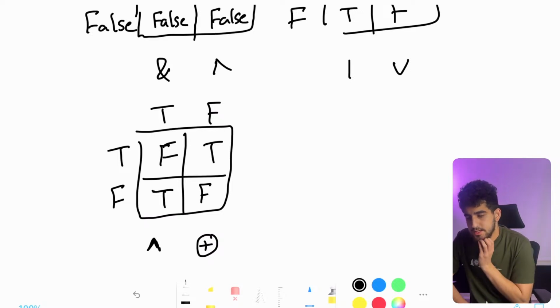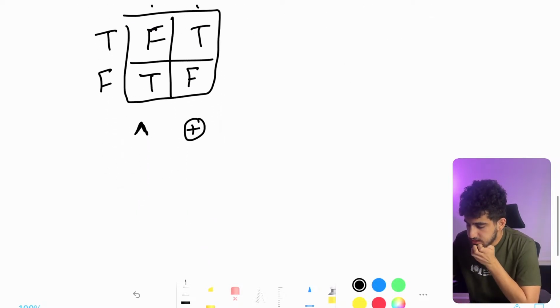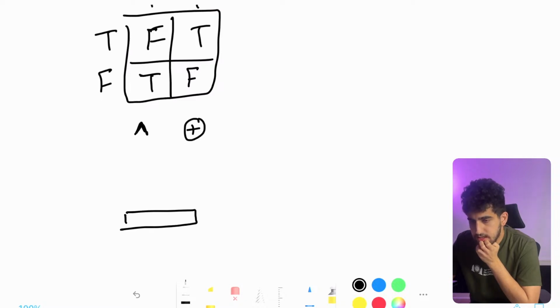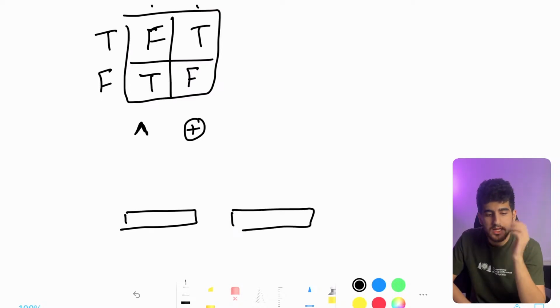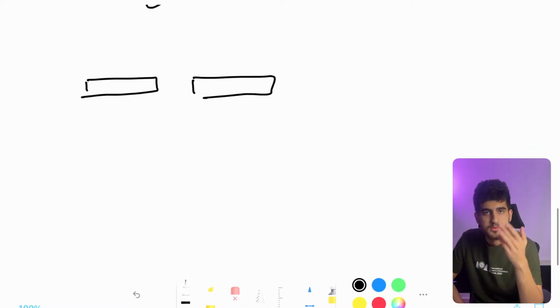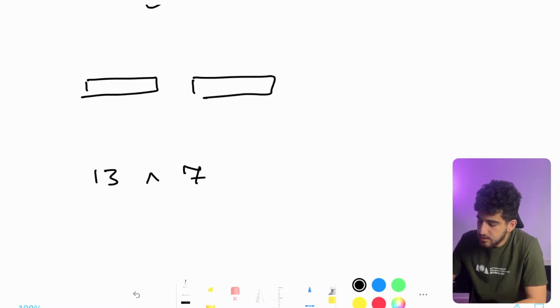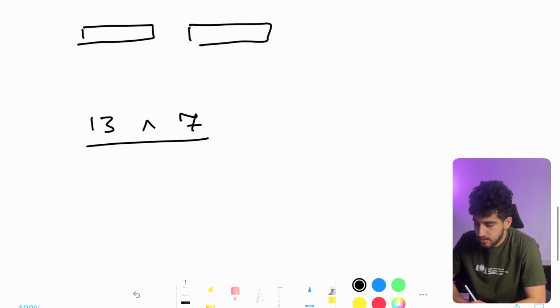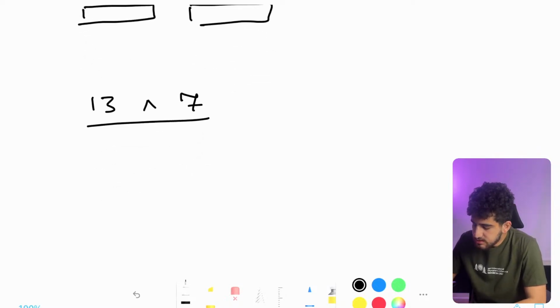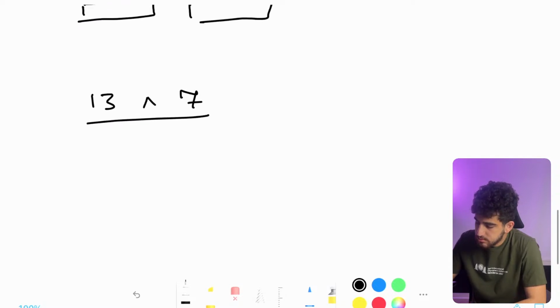So, now assume that we have two numbers greater than 1, and the numbers can be any number as well. I mean, they do not have any upper bound. So, for example, assume that we have 13 and, for example, 7. We want to see what it means. What does 13 AND 7 mean? Well, let's write them in base 2. We can write it both like this or like this.